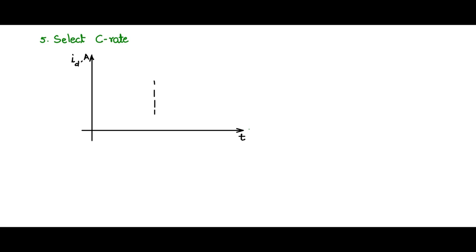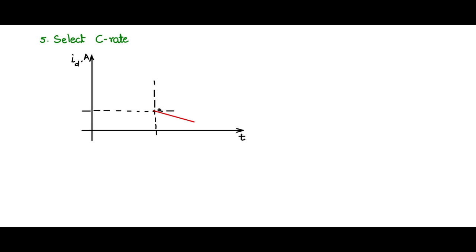Let me now mark an arbitrary operating point in this ID versus T coordinate system. I will take an arbitrary operating point like this, and I will explain what that is. This operating point is the intersection of some discharge current ID here and some time in hours. So this area here would be the amp hours, and let us consider this point for now. Let this point indicate a particular C rate.